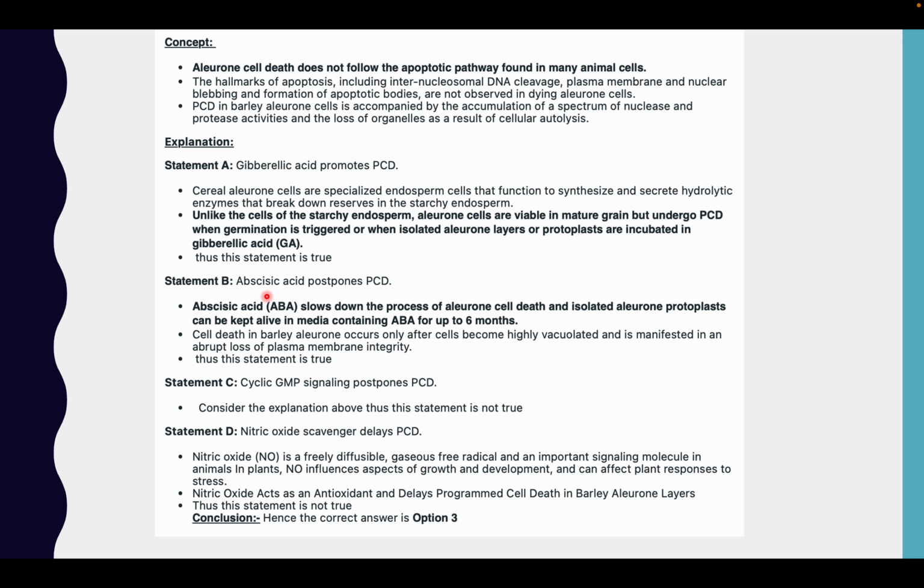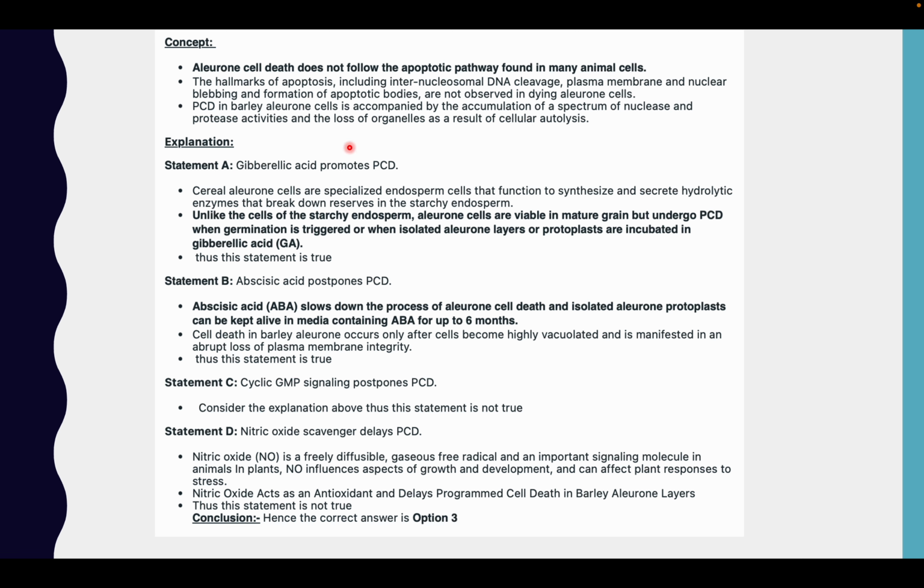So, aleurone cell death does not follow the apoptotic pathway found in animal cells. The hallmarks of apoptosis, including internucleosomal DNA cleavage, plasma membrane and nuclear blebbing, and formation of apoptotic bodies, are not observed in dying aleurone cells. PCD in barley aleurone cells is accompanied by the accumulation of a spectrum of nuclease and protease activities and loss of organelles as a result of cellular autolysis.